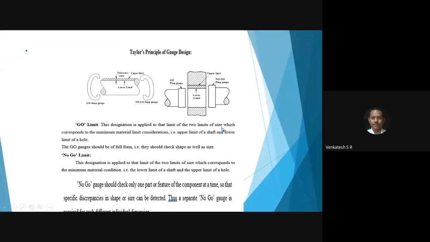This is very, very important. From the examination point of view, in almost all question papers you have a question: explain briefly with a neat sketch Taylor's principle for manufacturing of gauges. Or you may have a question like this: explain briefly Taylor's principle for gauge design.